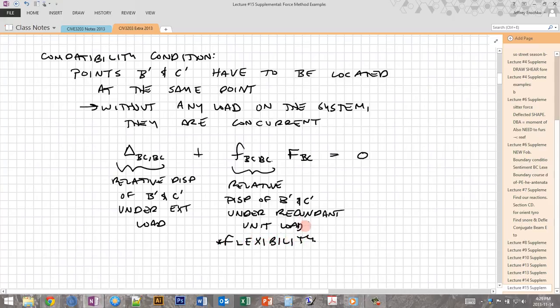And that's because we're applying a unit load, so we're seeing how much B prime and C prime are going to overlap or pull apart based on a single unit load. And then if we want to find out how much it is for the full load, we multiply that flexibility times the load. And FBC, as I said, is the axial load in member BC.